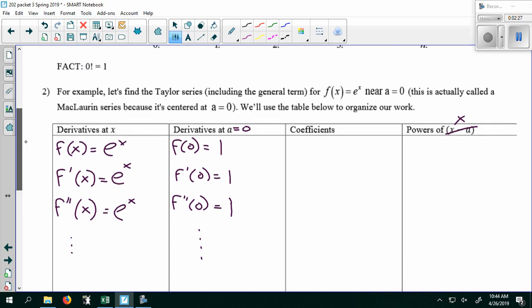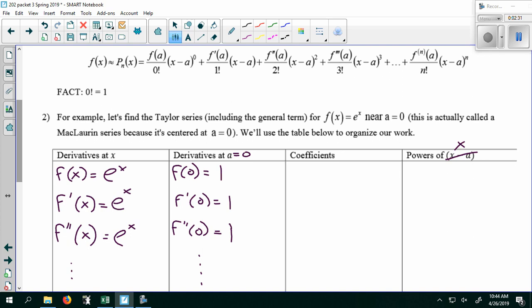So then my coefficients, looking at my formula for a Taylor polynomial, it takes f at the a value and divides by a factorial. So I already have the f of a values done. They're all 1s, and I just need to put them over the appropriate factorials. So my first coefficient is going to be over 0 factorial. So I have 1 over 0 factorial, then 1 over 1 factorial, 1 over 2 factorial, 1 over 3 factorial, etc. And then my powers of x minus a, I'm just going to start with 0, and my a value is 0, so this is just going to be x to the 0, x to the first, x squared, x cubed.